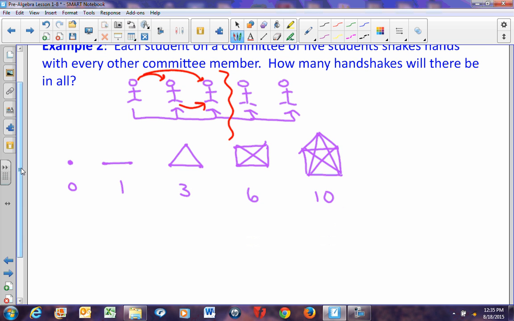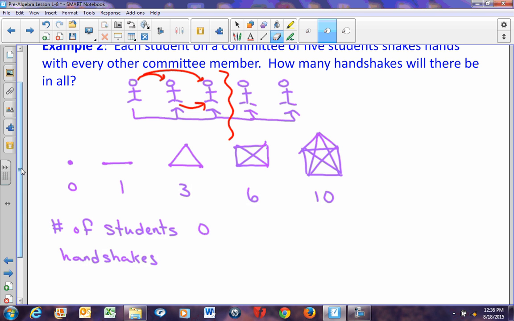There'll be 10 handshakes. If I made a little table, number of students and then handshakes, you might be able to see a pattern. And that's the reason. If there's 1 student, there were 0 handshakes. 2 students, there was 1 handshake. 3 students was 3 handshakes. 4 students was 6 handshakes, and 5 students was 10 handshakes. So let's take a look at my little table here.